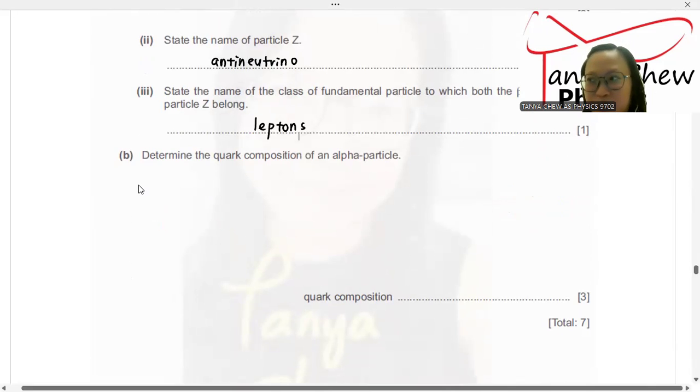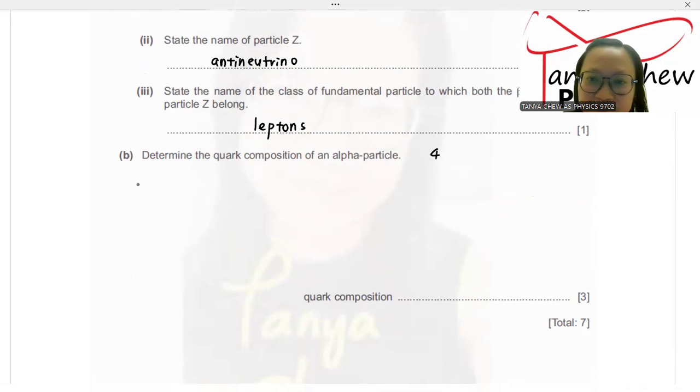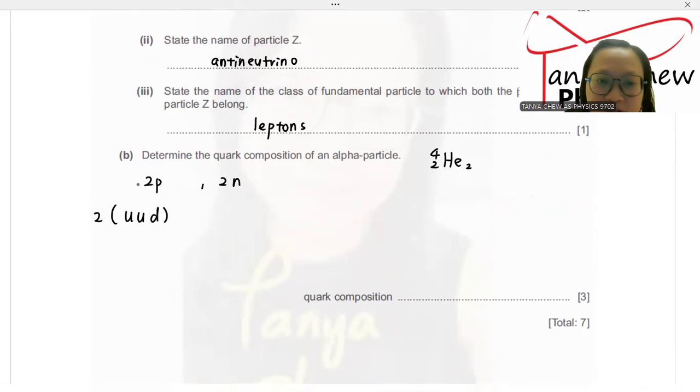Quark composition is related to proton and neutron. So this is alpha. It is a helium nucleus. It consists of 2 protons and 2 neutrons. Protons are made of up, up, down quarks. Neutrons are made of up, down, down quarks. So you multiply, you have 2 up, 2 plus 2 up.